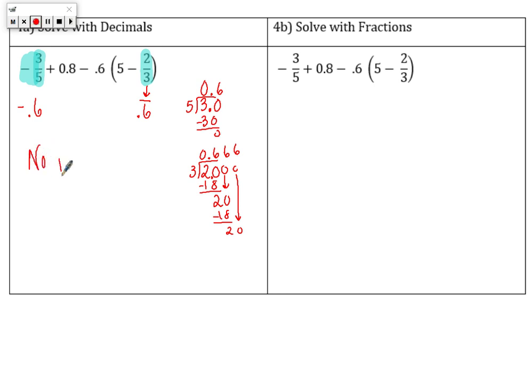No repeating decimals allowed. Well, no spelling errors allowed either. No repeating decimals. So therefore, in this problem, I can't even solve it with decimals. I am forced into making everything into fractions. We're going to go over here and we're going to try that.